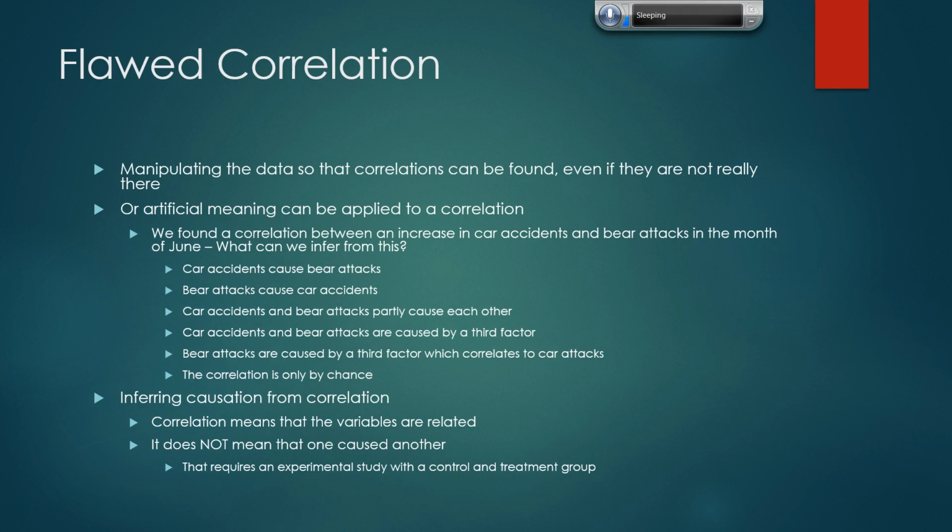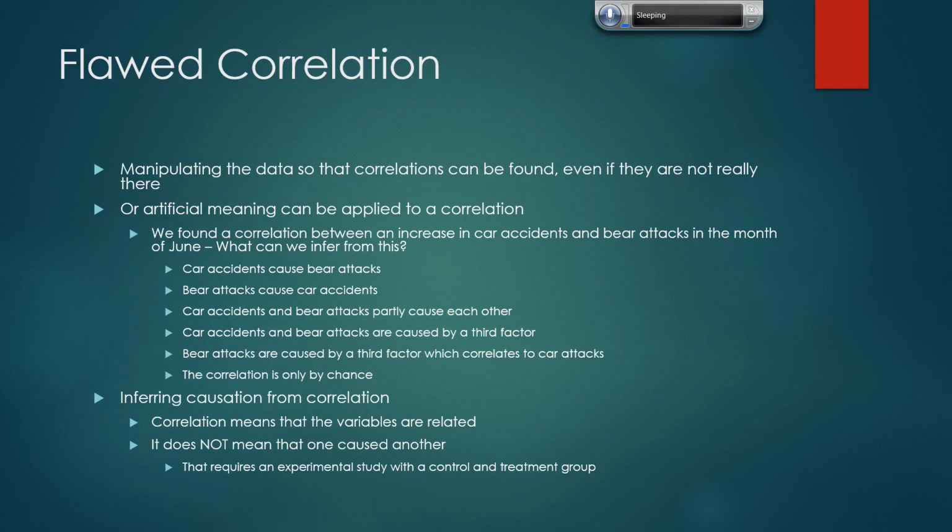Okay? So we can go out and find correlations of anything, right? We can find correlations of things that would really not be related at all. And that's a common practice because when you find a correlation, then you can start making statements about what that correlation means. So flawed correlation is where we manipulate the data so that the correlations can be found, even if they're not really there, which is leaving data in or putting more data in or leaving data out. Or we can artificially apply meaning to a correlation. And here's a good example of the second one.